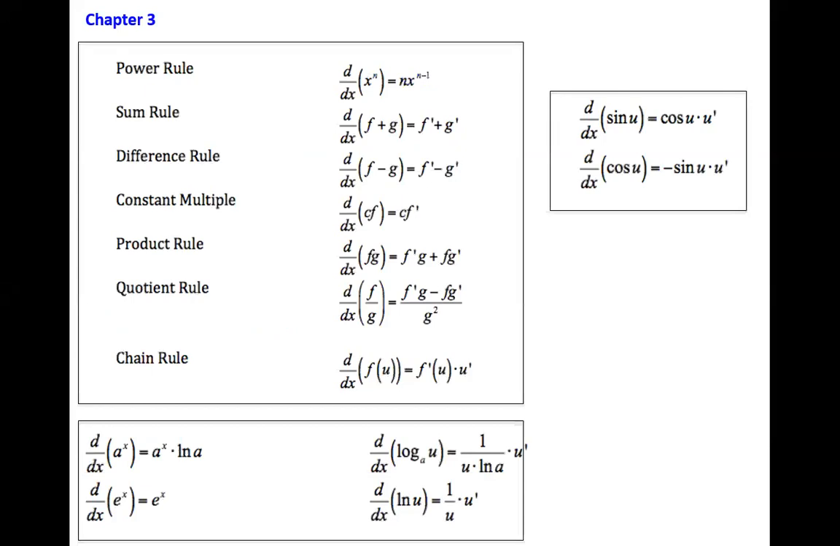Okay, those are the formulas. Some of them are from the previous chapters, but the main things that we learn, again, are the product, quotient, and chain rules. And we have to remember to apply the chain rule to the trigonometric and exponential functions. Okay, let's differentiate a few functions using all of these rules.